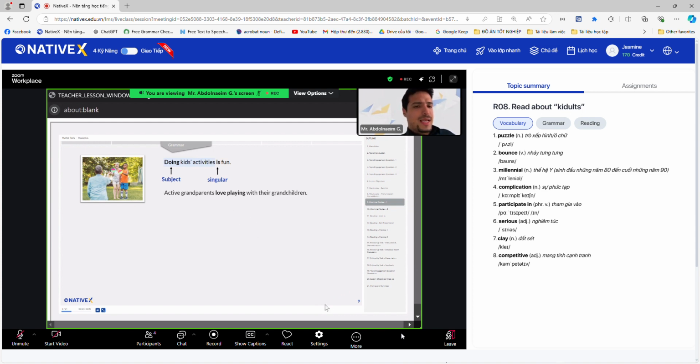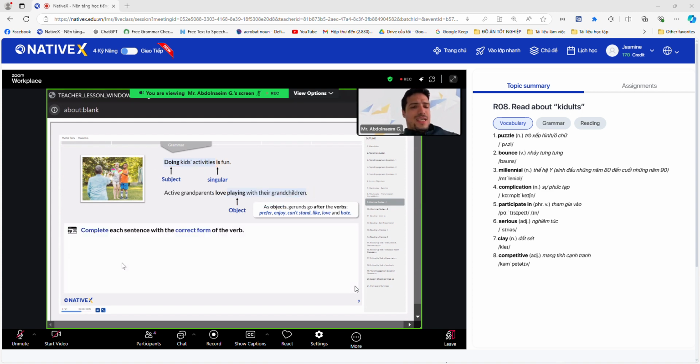Now look at this sentence. Active grandparents love playing with their children. What is the object of this sentence? In this sentence, playing with their grandchildren is the object. So as objects, gerunds go after verbs like prefer, enjoy, can stand, like, love, or hate. So in this lesson, we will be practicing subjects and objects with ing verbs.